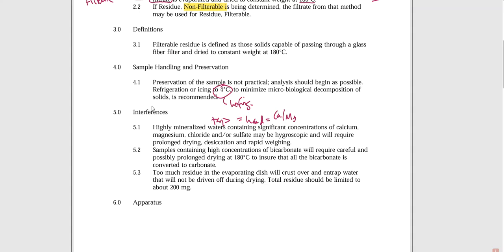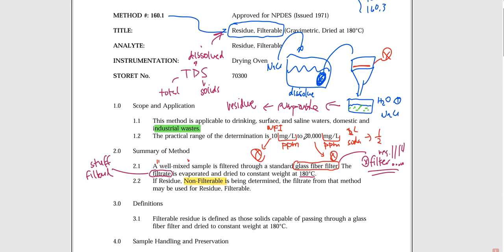And then 5.3 says too much residue in the evaporating dish will crust over and entrap water that will not be driven off during the drying. So total residue should be limited to 200 milligrams. That is really what they're after here. So what this means, you're going to be like, whoa, wait a minute, I thought that you could go from 10 to 20,000. Well, you can. That is not a big deal. But it's 10 to 20,000 milligrams per liter of stuff.